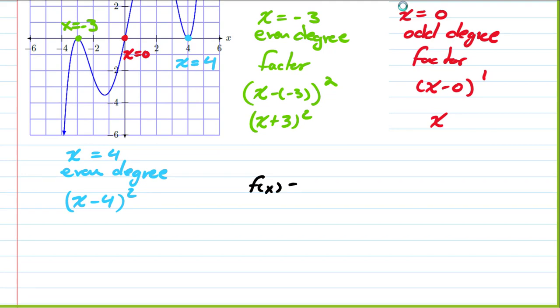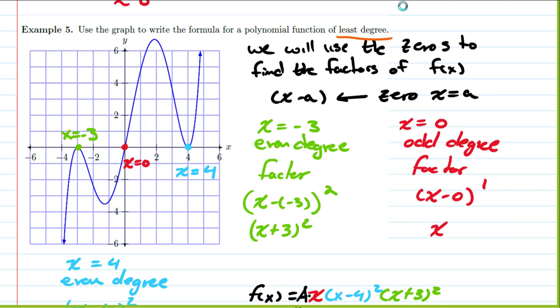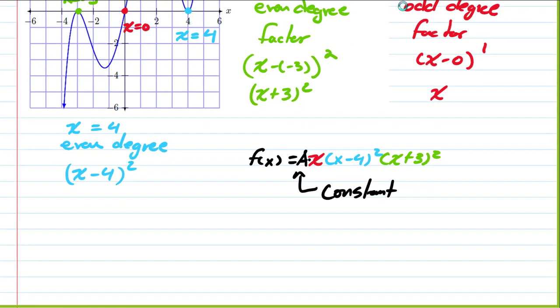And then we have f of x is equal to all of these factors. So we're going to have (x - 4) squared times (x + 3) squared times x. There's also going to be a constant out in front. If we were given another piece of information, we could determine that constant. In this case, that's the most general answer we were given.